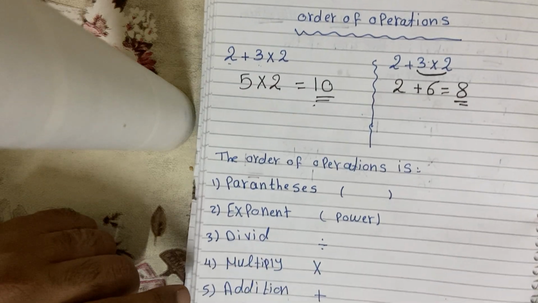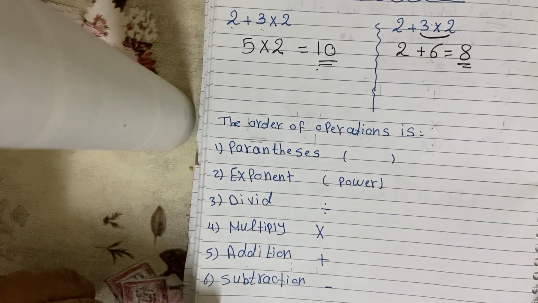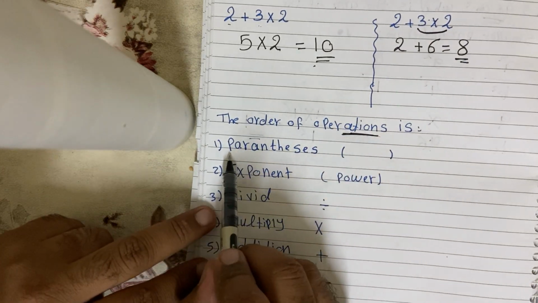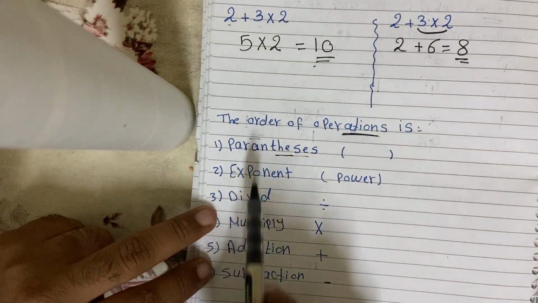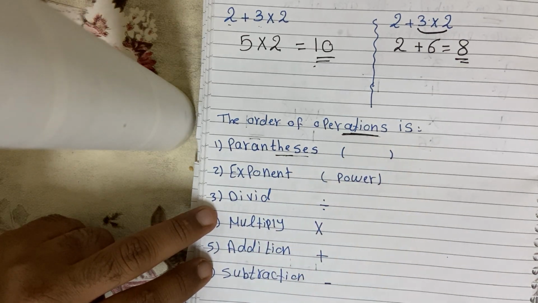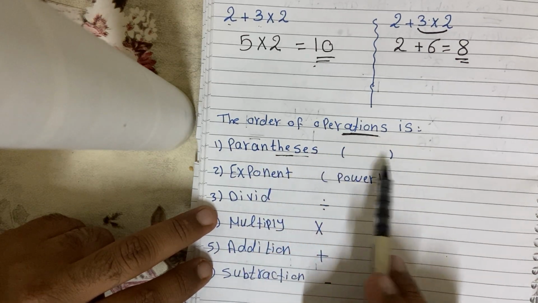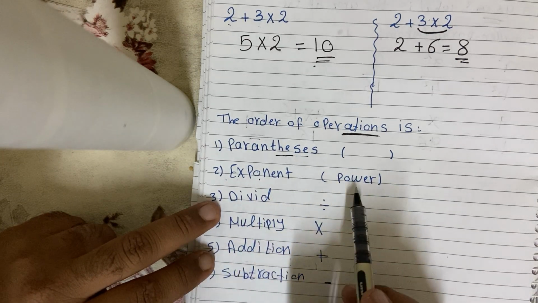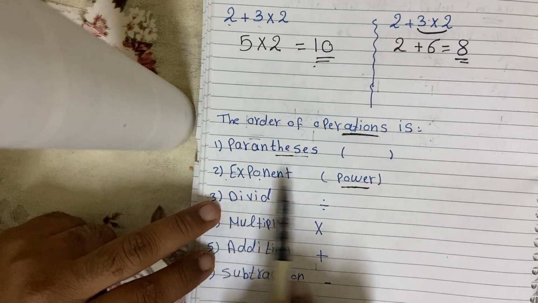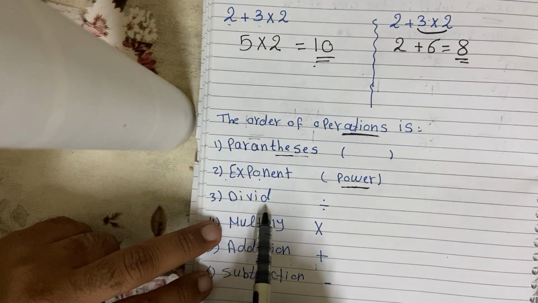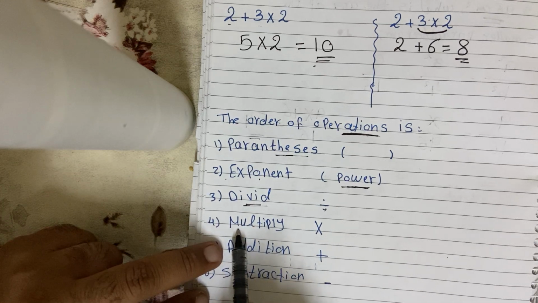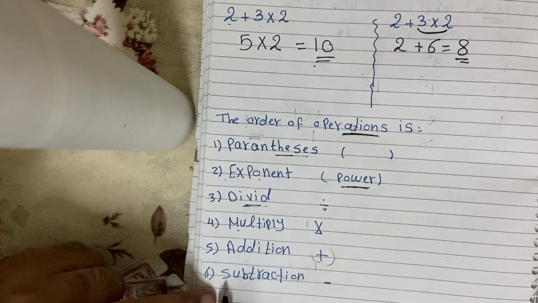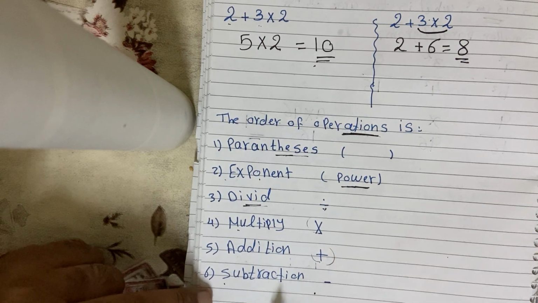Let's check the order of operations to know which example is wrong. The order of operations, first you have to make parentheses. Parentheses means bracket. First you have to finish the parentheses, the bracket first. After that, exponent, power. Exponent is power. After exponent, divide. After divide, multiply. After multiply, addition, plus. After addition, subtraction, minus.